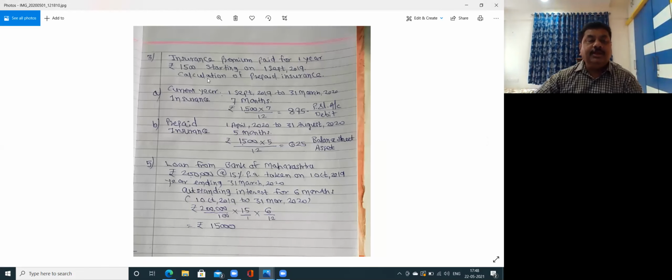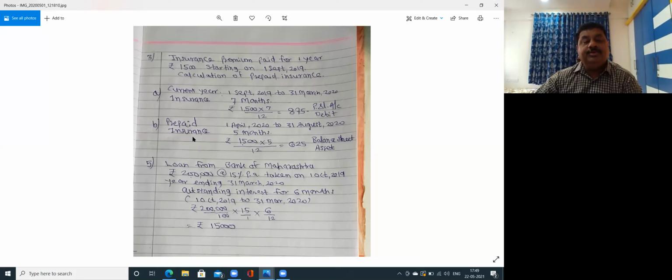हाँ, यहाँ पे कैलकुलेशन देखो. Insurance premium paid for 1 year is 1,500 starting on 1st September 2019. Now calculation of prepaid insurance. Current year insurance 1st September 2019 to 31st March 2020. That is for 7 months. ये current year का आ गया. That is 1,500 into 7 upon 12 is 875. ये profit and loss account के debit में आने वाला.